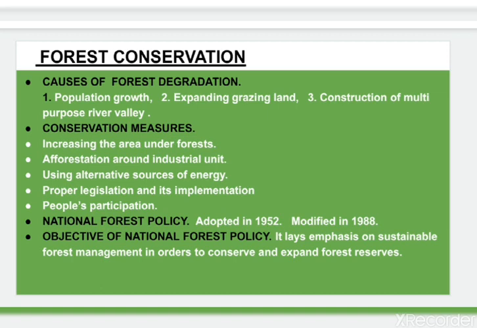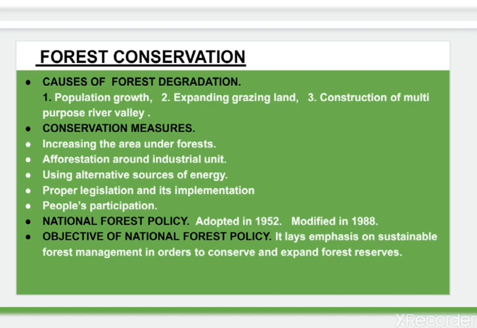Next is conservation measures. What are the steps we need to take so that we can conserve our forest resources? First point, increasing the area under forest. The second point, afforestation around industrial units. We all know the industrial cities are mostly highly polluted areas. So to decrease the pollution level, we need to plant more trees in these areas. Point number 3, using alternative sources of energy, means non-conventional sources of energy which cause less pollution, such as tidal energy, wind energy, solar energy, etc.